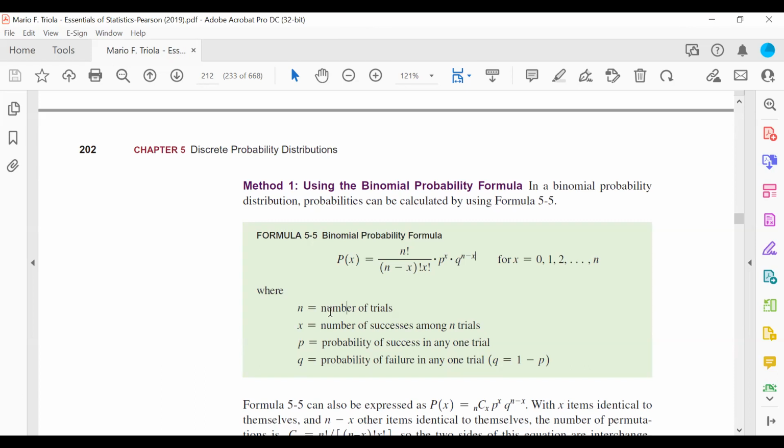Okay. And then X. X is going to represent the number of successes in n trials.